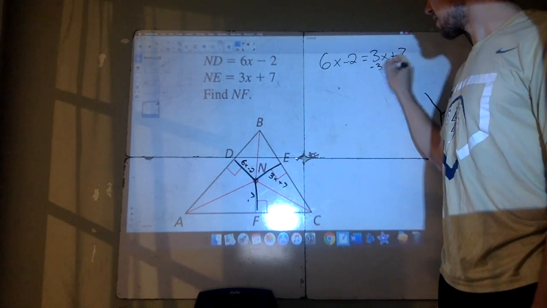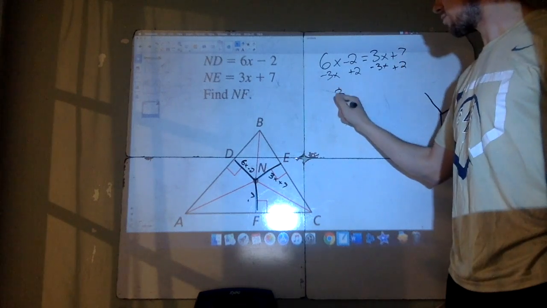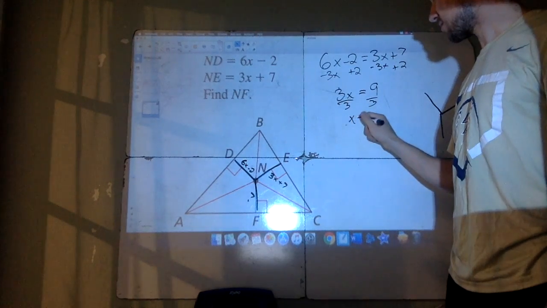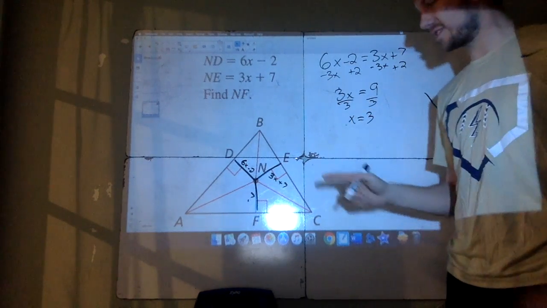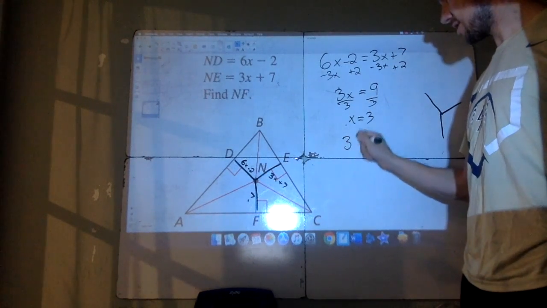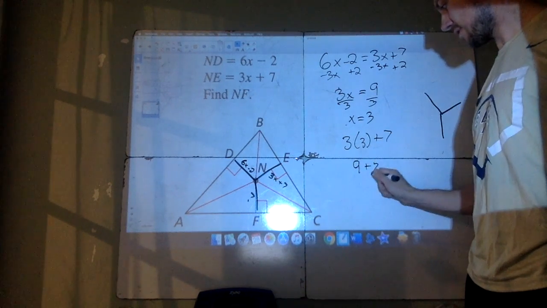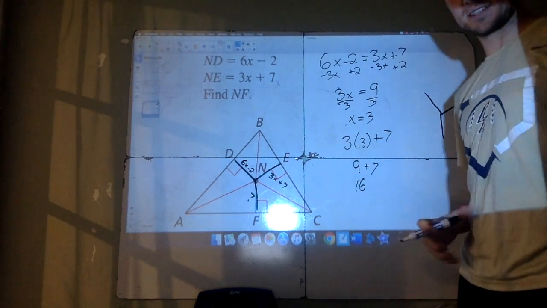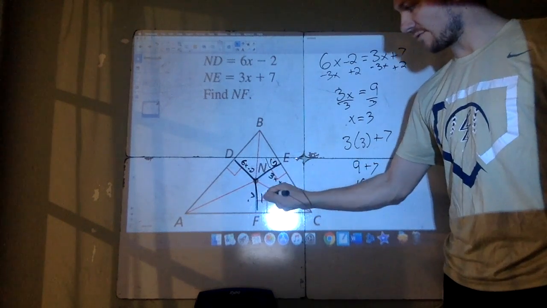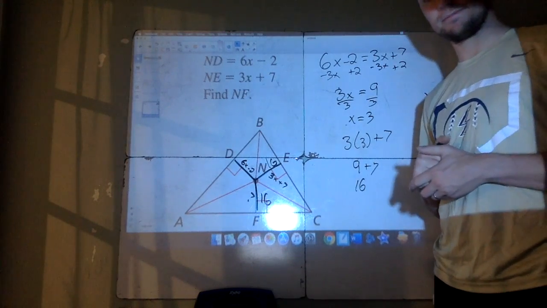So we're going to subtract 3x from both sides, add 2, 3x equals 9, x equals 3. So that's just x. We still need to find that length. So let's find the length of NE. We're going to have 3 times 3 plus 7. 9 plus 7 gives us 16. So if NE is 16, that means NF also has to be 16. So that's how we're using the incenter theorem.